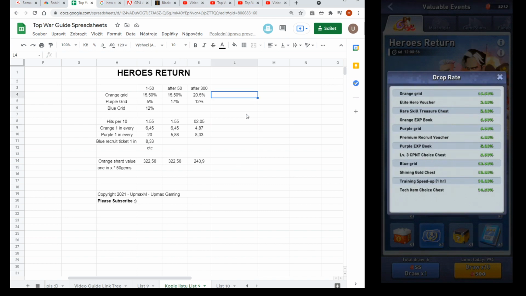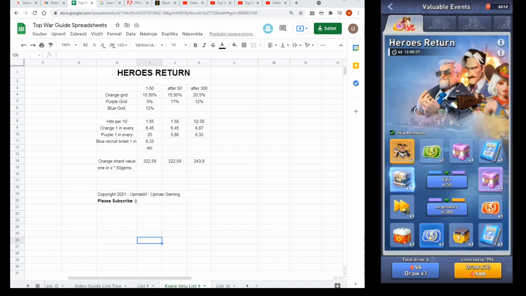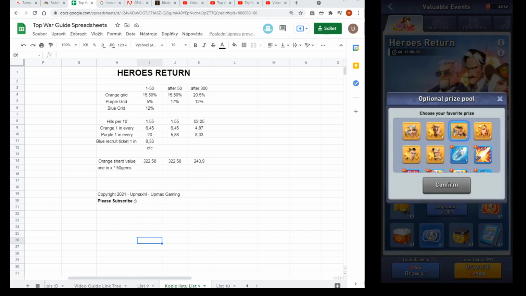So you could also calculate it a little bit differently. You could calculate the gem value of every single one of these things that can drop. If you do that, that's also a possibility. You could count that it would in the end be worth a little bit more than 50 maybe per each draw, who knows. But this is how this event works, and this is its value. It's not very great for the orange shards.